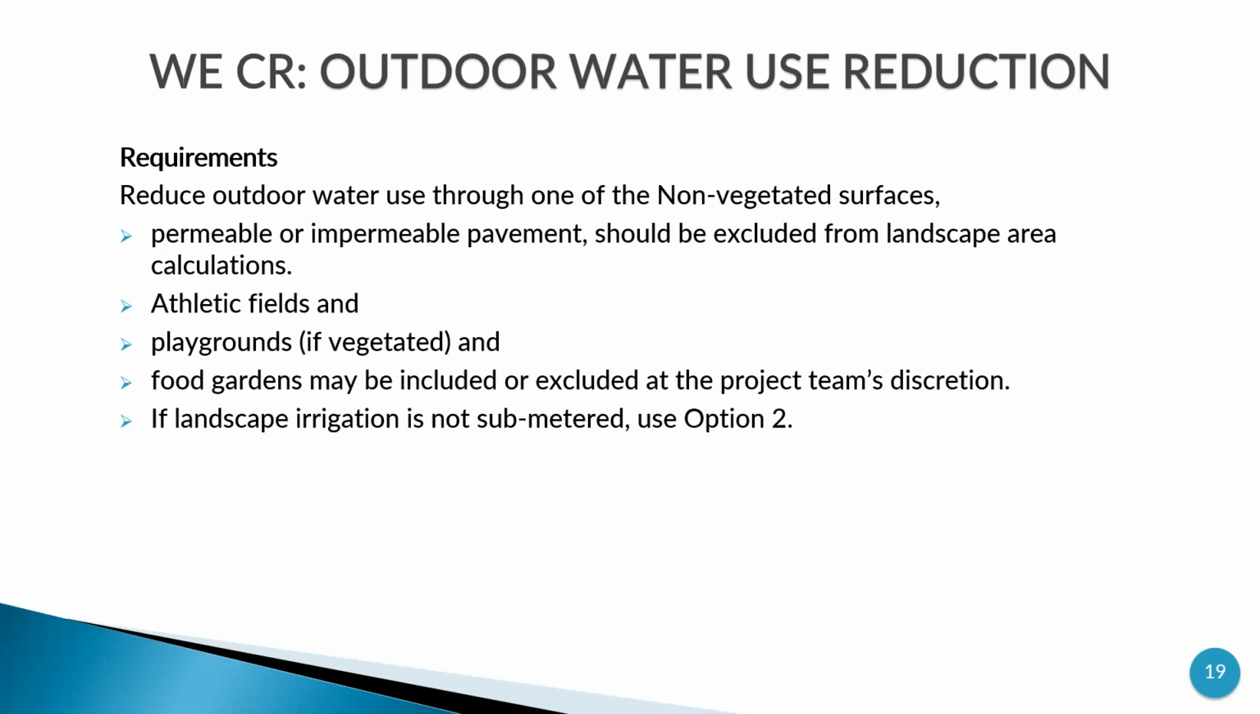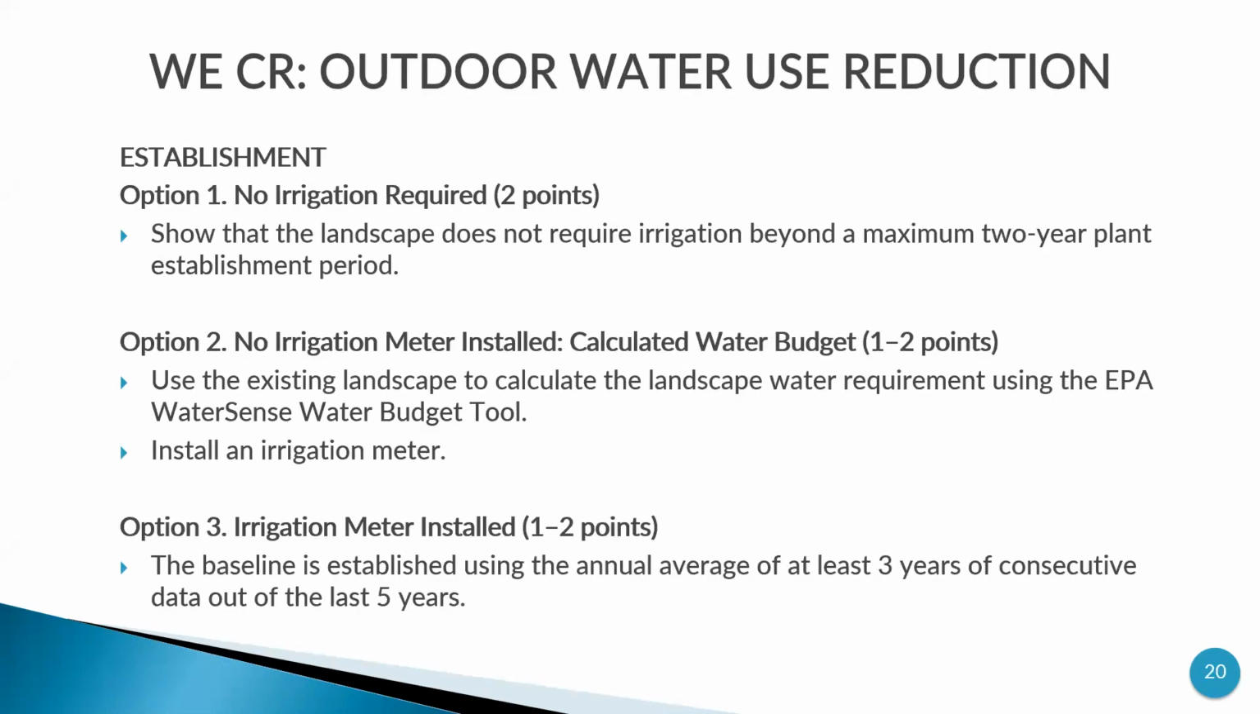What are those? Athletic fields, playgrounds, and food gardens may be included or excluded at the project team's discretion, and if landscape irrigation is not submitted, use option 2. So there are 3 options here. Option 1, no irrigation required. Option 2, no irrigation meter is installed, but a calculated water budget. And option 3 is an irrigation meter, which is installed.